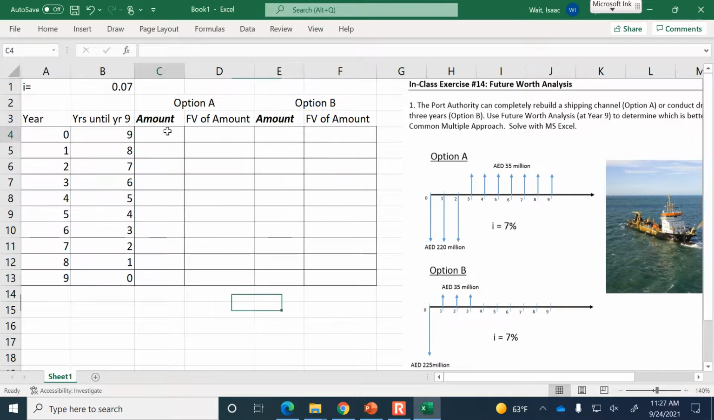Okay, I'm going to start filling in the values here. You can follow along if you like, or continue working.